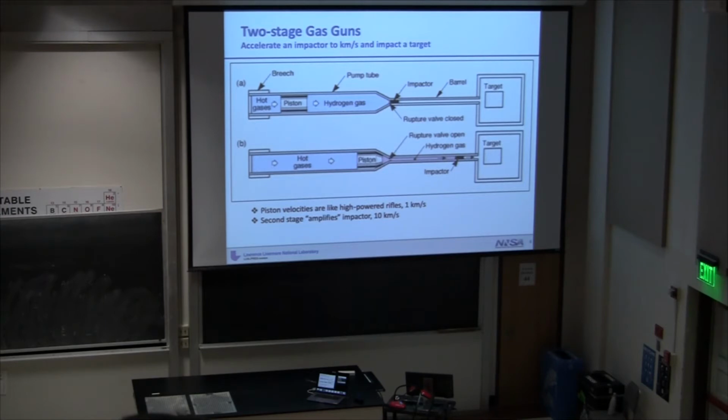So how we typically do this in a modern setting is with what's called the two-stage gas gun. So a two-stage gas gun is a pretty cool thing to see just because it's a gigantic gun.